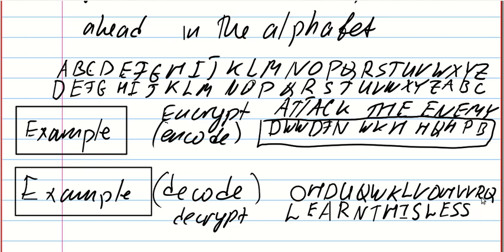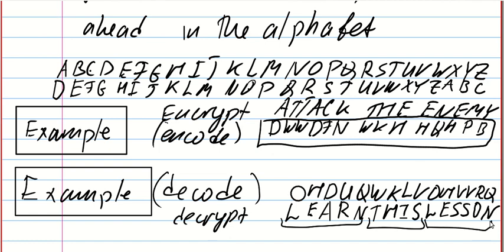And R, we don't know, so we have to figure it out. R is O, and Q goes to N. So what was the message? We can figure it out. Learn this lesson, right? Learn this lesson.